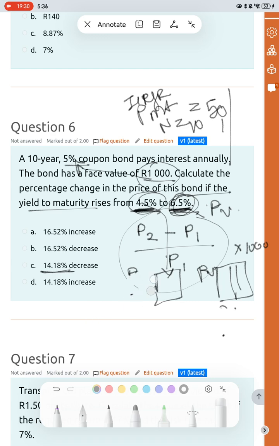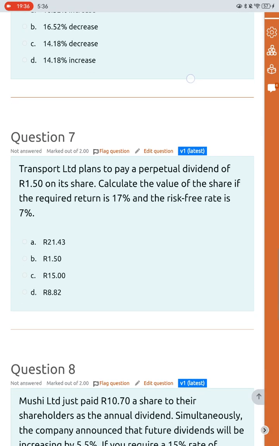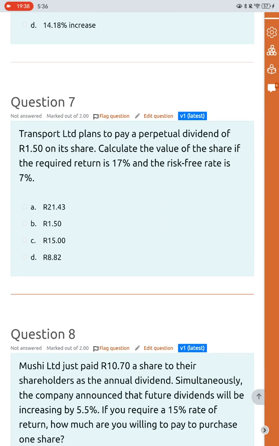Oh, but I don't think I can slide. I don't know how to slide. So I'll just keep discarding and going on to the next. Let's go to question 7 quickly.